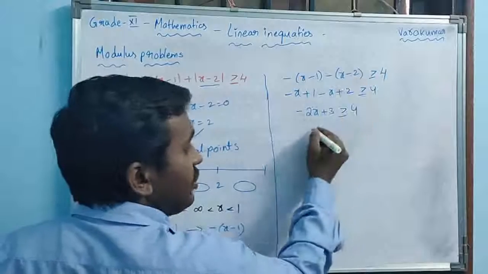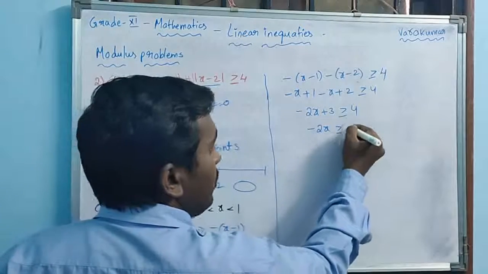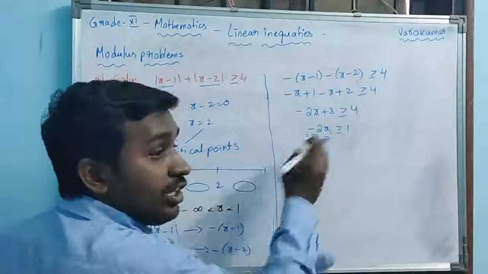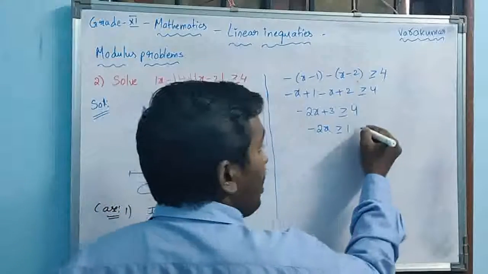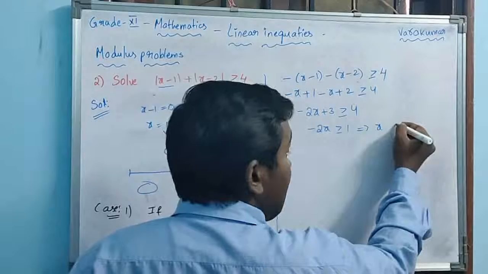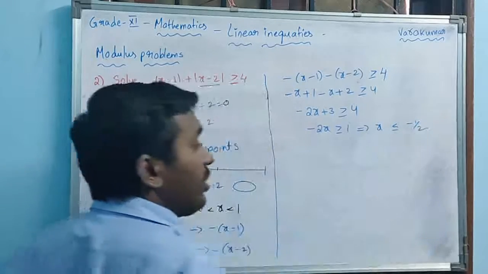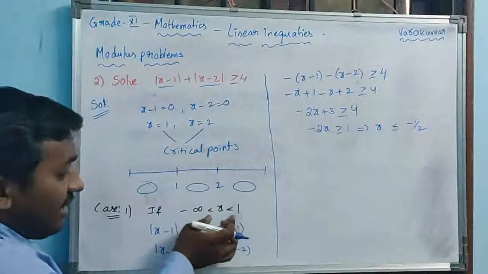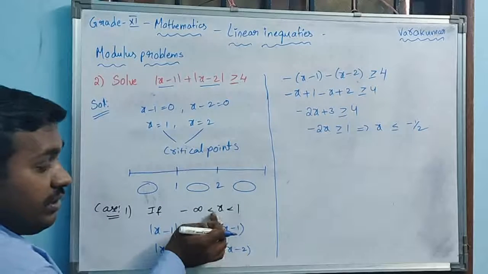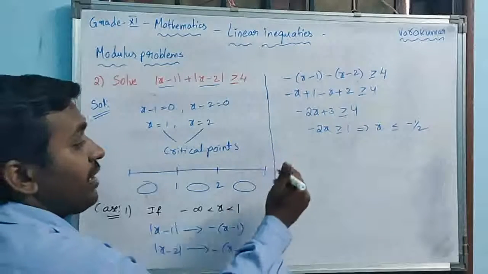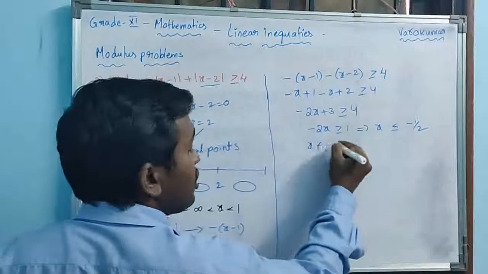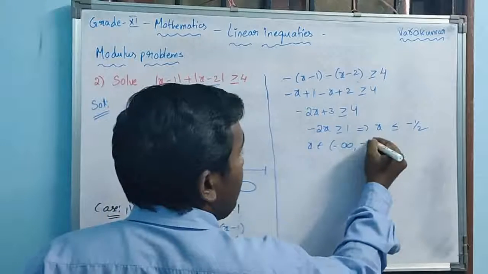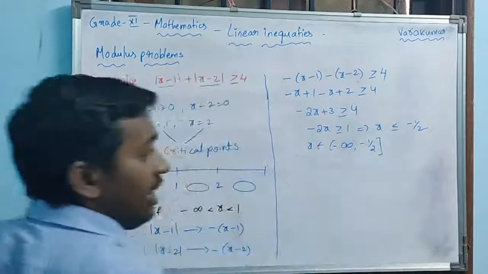Now 3 carry that side. So -2x ≥ 1, and negative 2 you are going to shift that side. So x ≤ -1/2, because I am shifting the minus, the inequality sign has to be changed. So when x ≤ -1/2, and we are taking minus infinity to 1, the possible values are x belongs to (-∞, -1/2], where -1/2 is included.